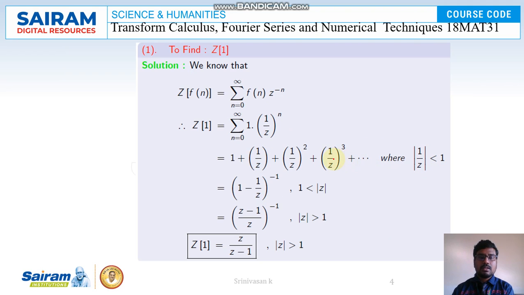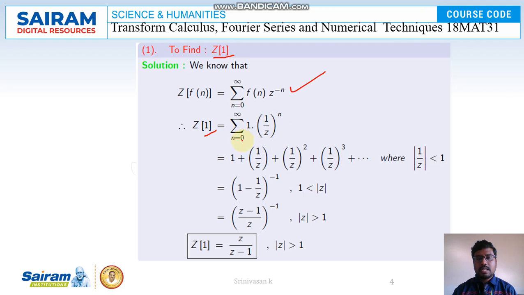Okay, so first we solve some standard formulas for the Z transform. What is the Z transform of 1? Here the function is 1. If the function is 1 and we apply the Z transform, we will get some result. We know that this is the definition of Z transform: Z[f(n)] equals summation n equal to 0 to infinity f(n) z^(-n). What is your function? Your function is 1. So summation n equal to 0 to infinity, f(n) is 1, and z^(-n) equals 1 divided by z^n.